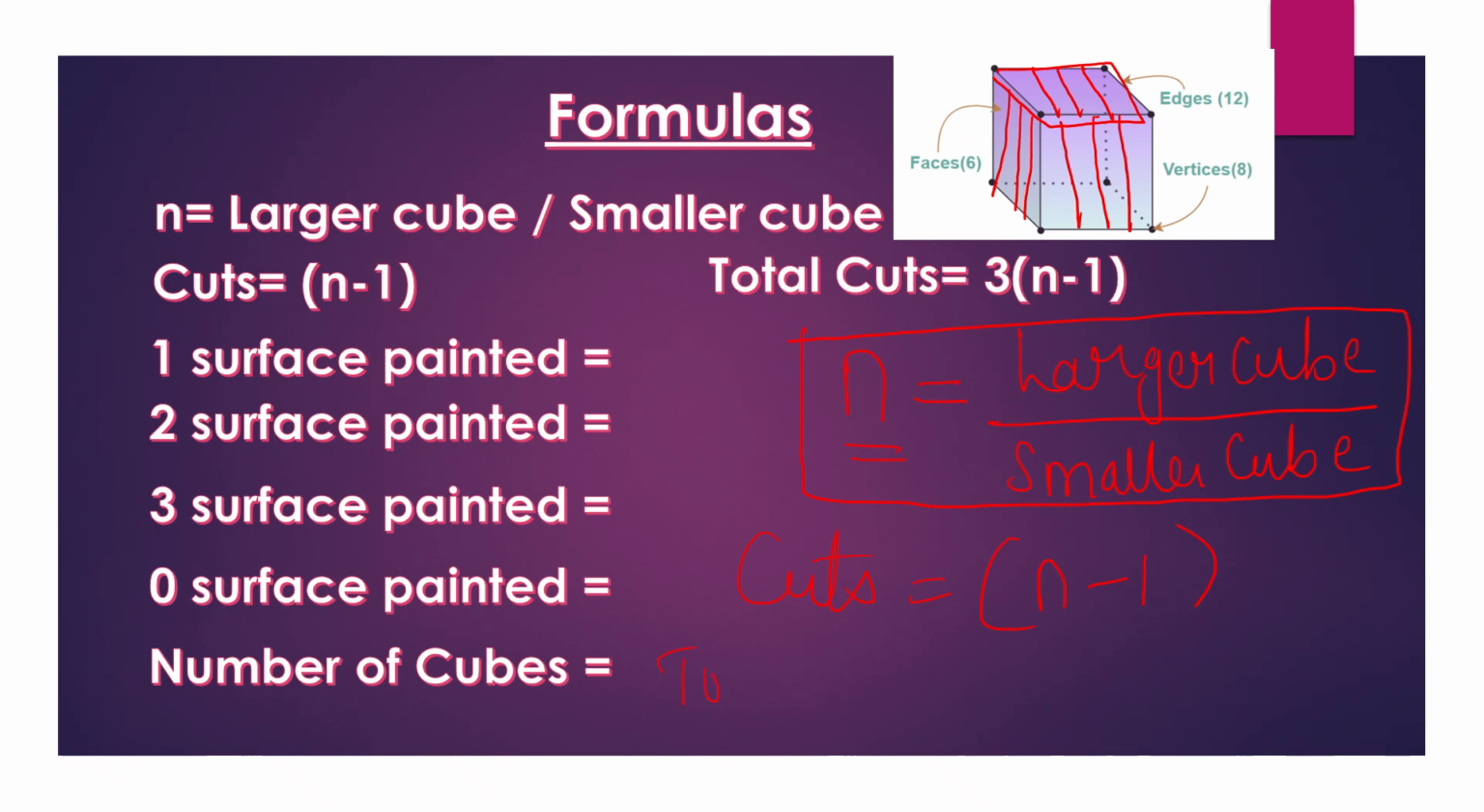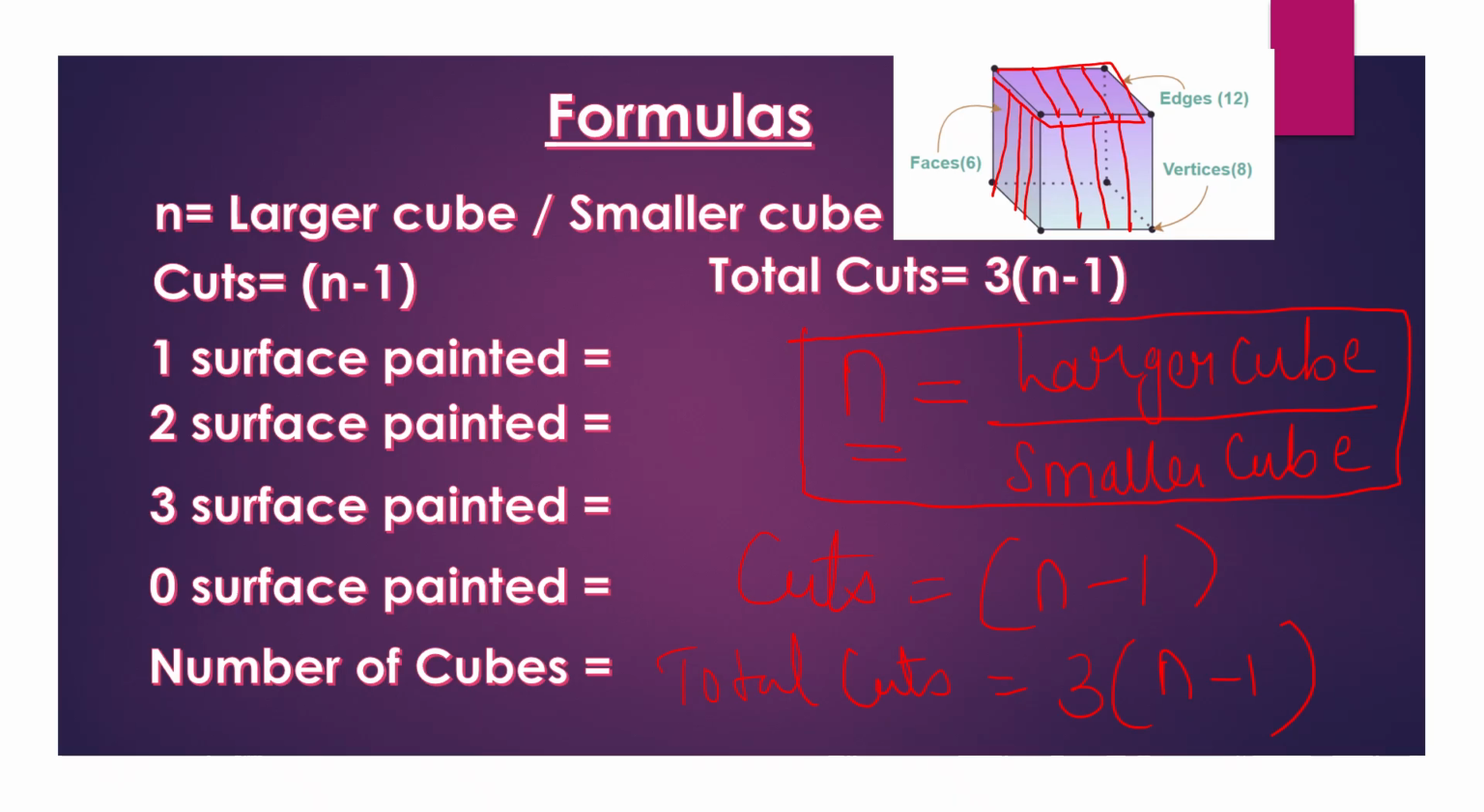So total cuts will be what? Total cuts for this cube in the image will be 3 into n minus 1. So cuts for a single face of a cube, it is n minus 1. And if they ask what is the total number of cuts, then it will be 3 into n minus 1. So it will be clear for you as and when we solve the questions. Don't worry. Next, just note it down. Or take a screenshot.